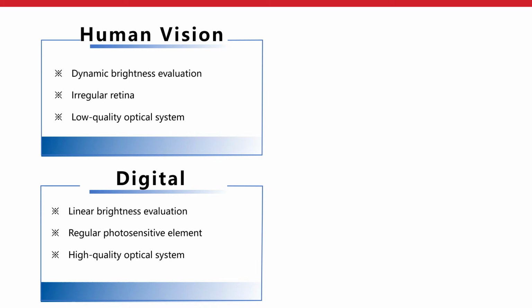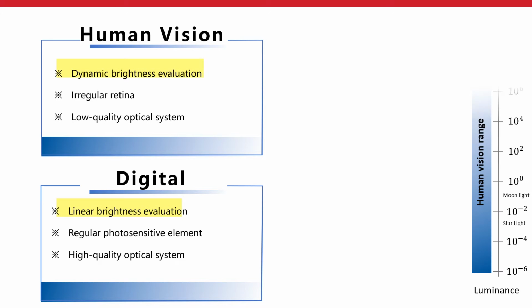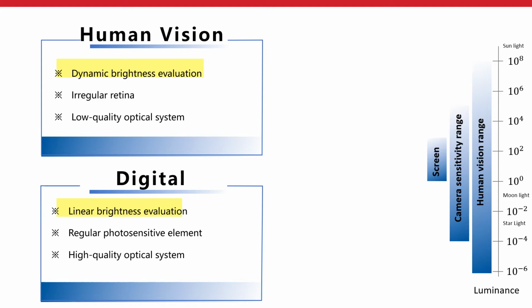Firstly will be brightness evaluation. On Earth, our human vision is capable of seeing the natural brightness of sunlight and the nighttime starlight. But that is not the case for digital because its range will not be as wide as human vision.